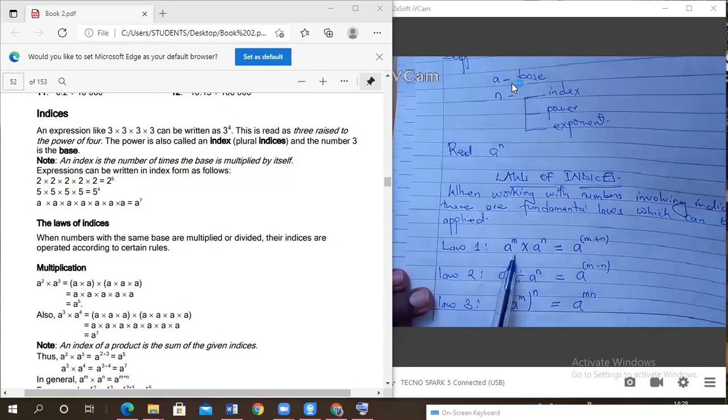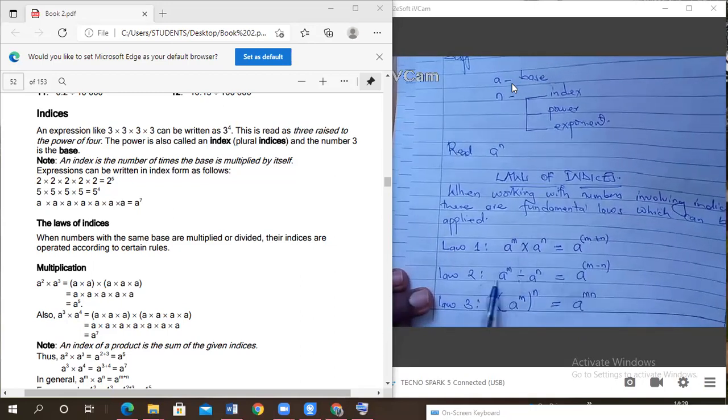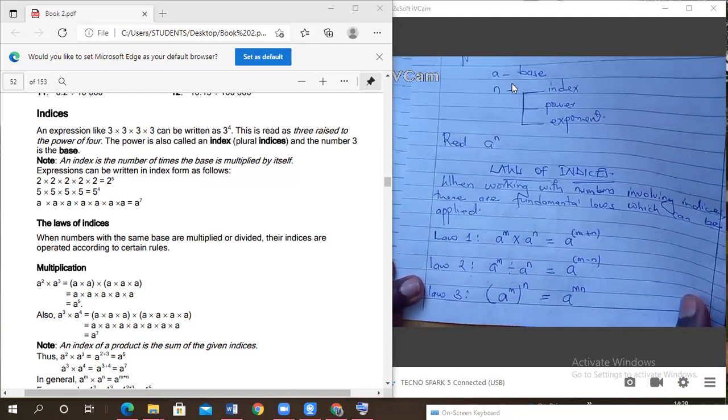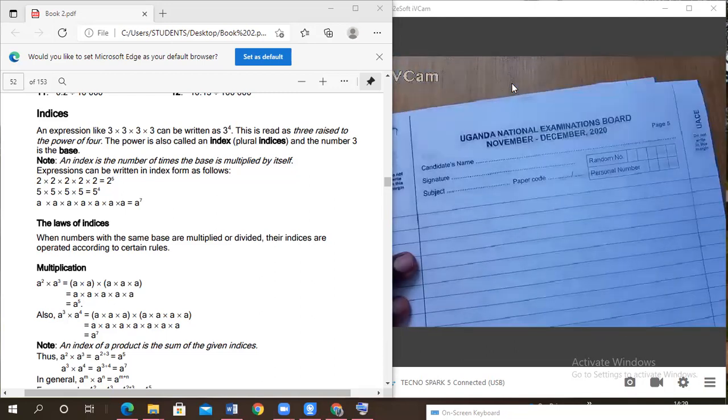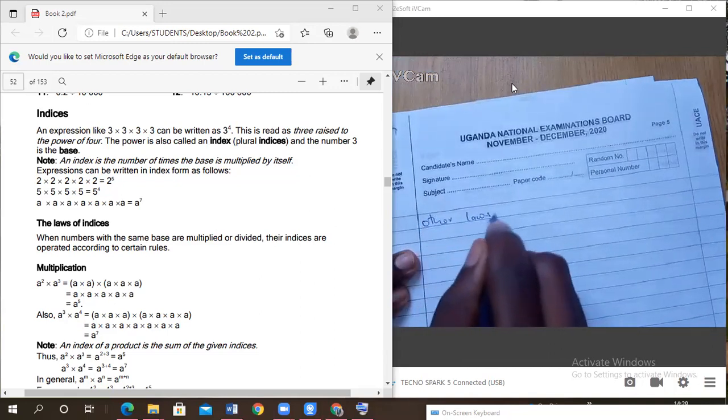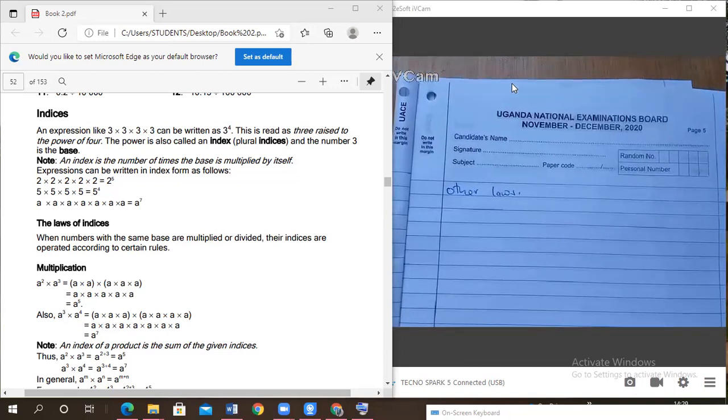So when you are multiplying, the result must be this. When you're dividing, you get that. When a number is raised to another power, you multiply the powers. Okay? Is that one clear? Yes. Now we can go and look at other laws. Let's look at others now.